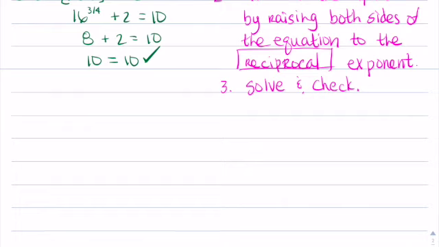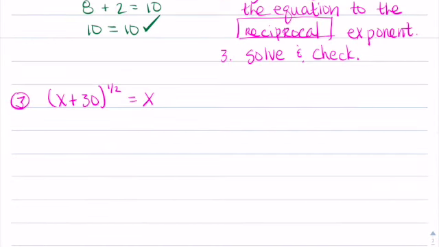All right, let's look at another example. So this will be example 3, and we're going to have x plus 30 to the 1/2 power is equal to x. So this time we have x's on both sides. So this is kind of a second level problem where we're taking it up a notch by having x's on both sides. All right, looking at this, the term with the exponent in it is the only thing on the left-hand side. So I'm ready to just go straight to multiplying by the reciprocal.